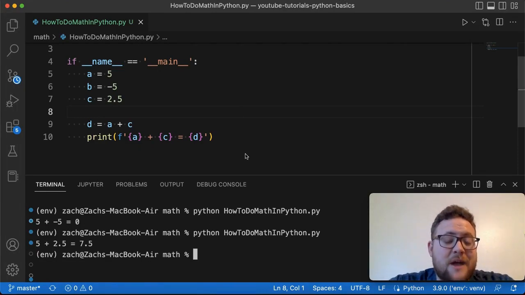All right, so let's talk about how you can do subtraction in Python. So again, it's going to be the same as you do in elementary school, where I can say a minus c. So that's our addition part, right?